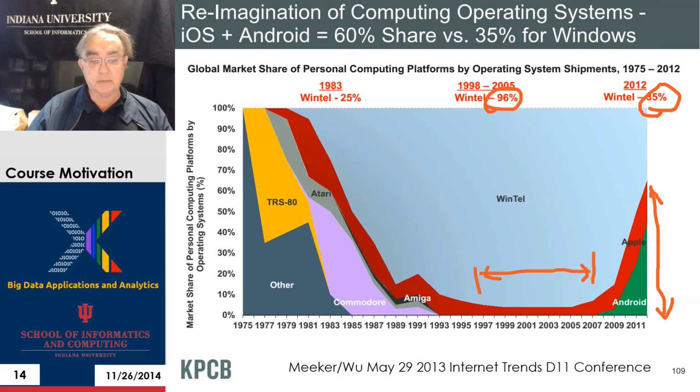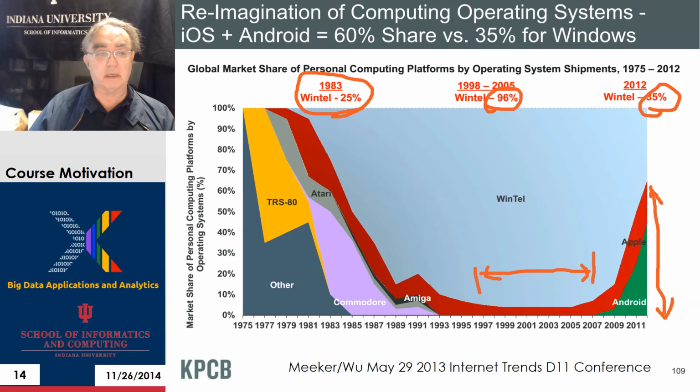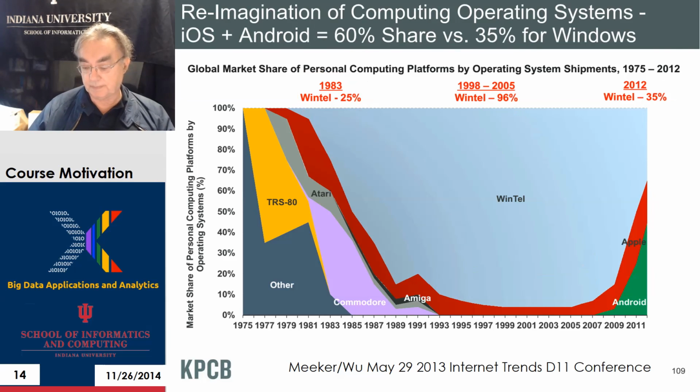Of course, at the beginning of the world, there were many other operating environments, all these early machines, and Windows was quite small around the early 80s. So this shows that in technology, there's all these disruptive changes, and that leads to big changes.